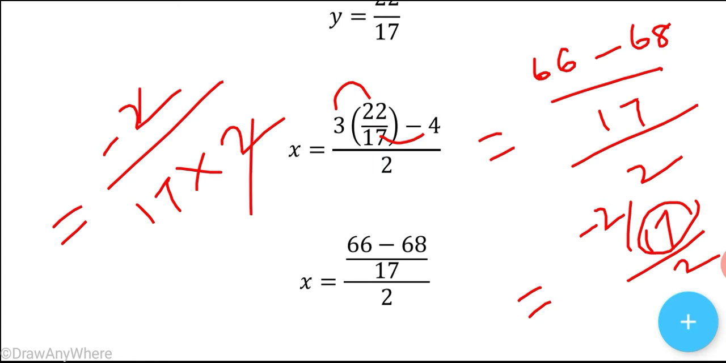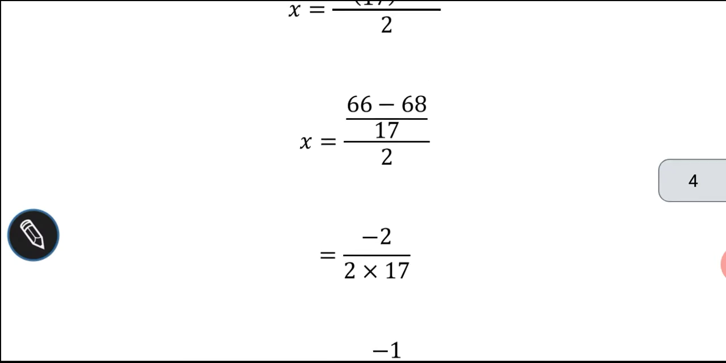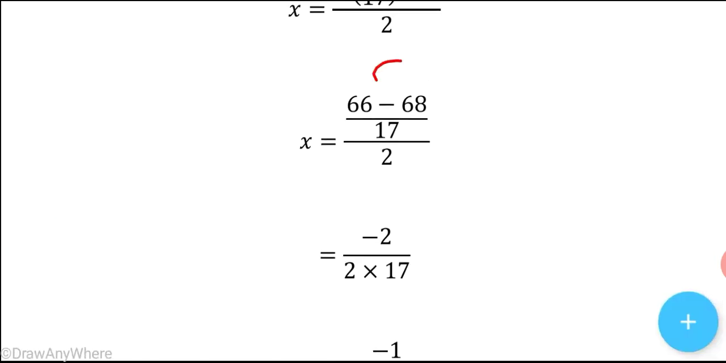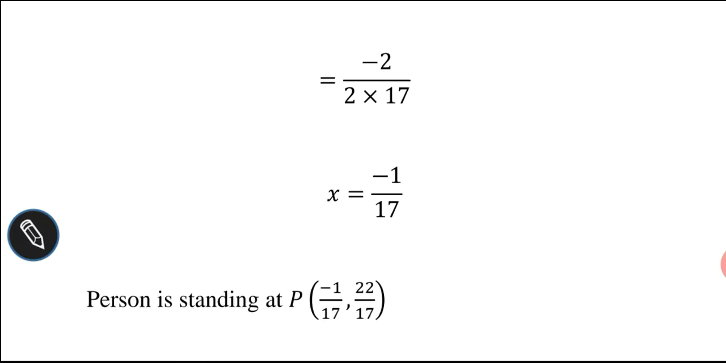Okay, this 2 gets cancelled, so minus 2. 66 minus 68 is equal to minus 2, and bring this 17 to the denominator, so it will become 2 into 17. Okay, so this 2 gets cancelled, so x is equal to minus 1 divided by 17.